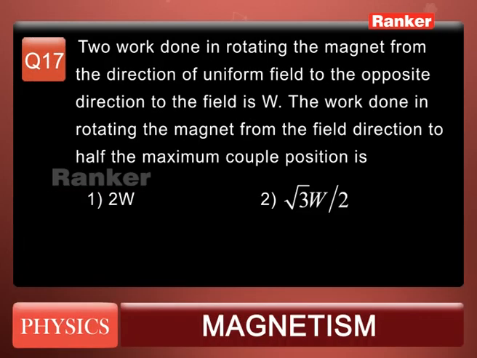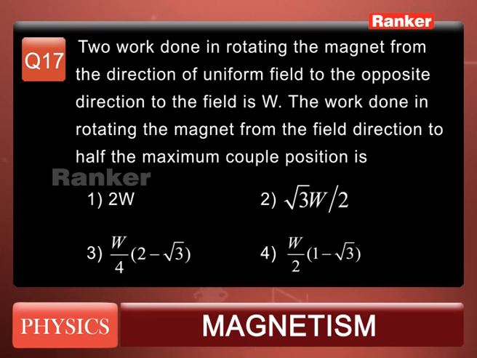Question number 17. The work done in rotating the magnet from the direction of the uniform field to the opposite direction to the field is W. The work done in rotating the magnet from the field direction to half the maximum couple position is: first option 2W, second option root 3 by 2 W, third option W by 4 times 2 minus root 3, and the fourth option W by 2 times 1 minus root 3.